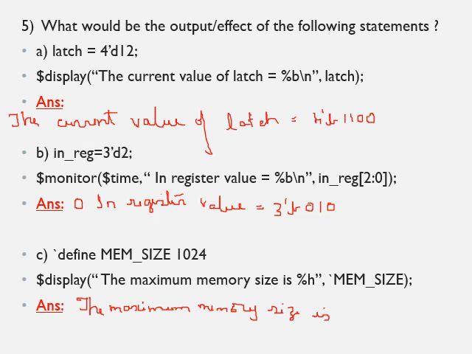%h. Now you have to convert 1024, this one 1024 is given in decimal. Okay. Now since it is asked to represent in hex, the hex equivalent of 1024 is h400. Okay, this is the output.